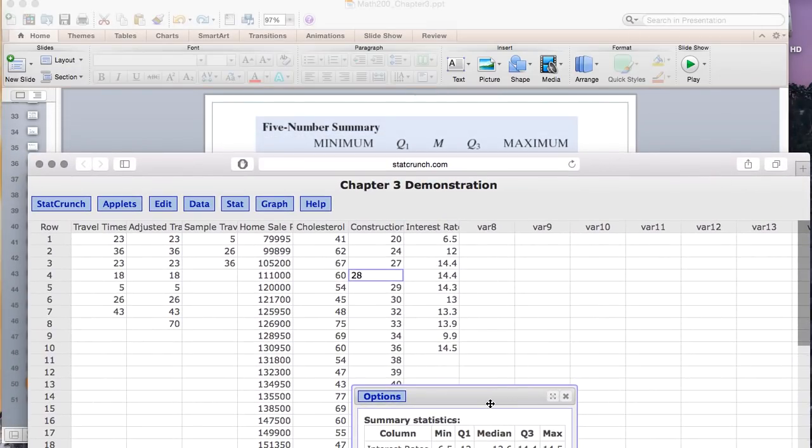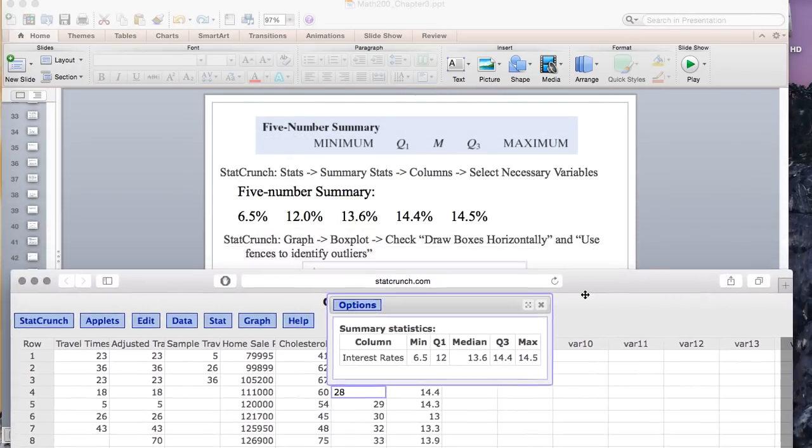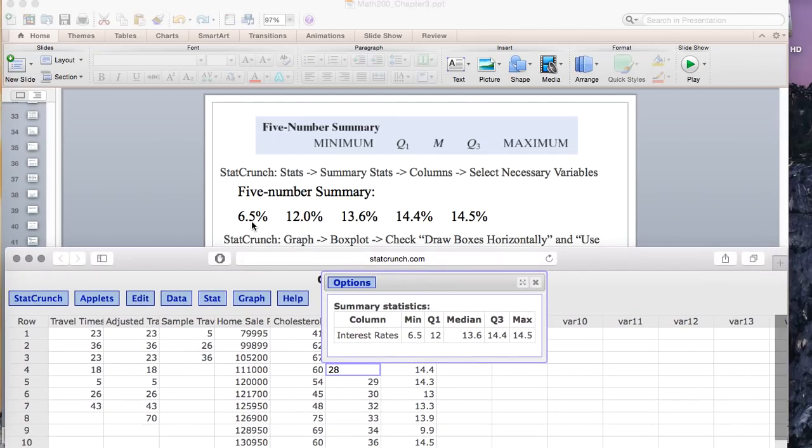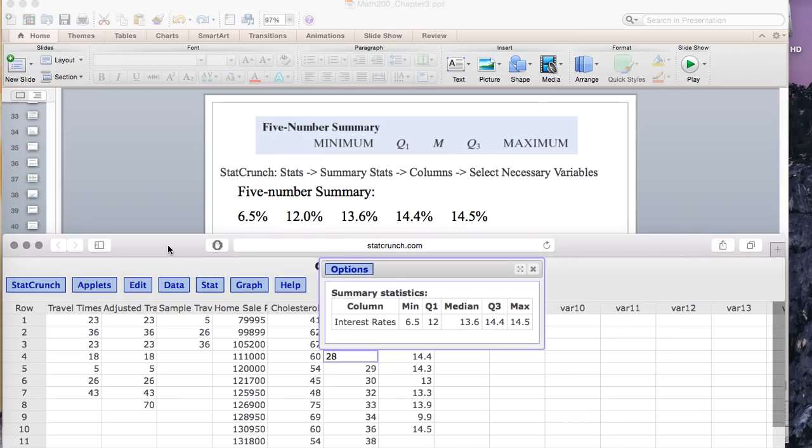So I'm just going to press compute, and what you'll see here is that it's giving all these values. Let me move this to the top. And we have the minimum of 6.5, the first quartile of 12, the median of 13.6, the third quartile of 14.4, and then the maximum of 14.5. So that right there gives you your 5-number summary.